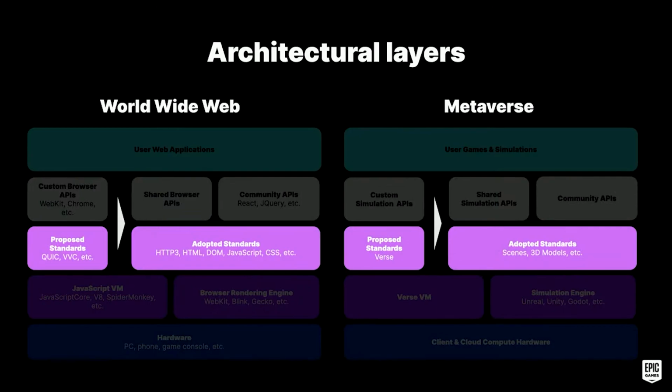An example is QUIC, which was implemented by Google in Chrome back in 2012 to speed up how the browser talked to their web search engine. And then that became the basis for HTTP/3 almost a decade later. So we're proposing Verse as an open standard, and we hope that also becomes adopted along with many of the other 3D standards we have out there for scenes and 3D models.